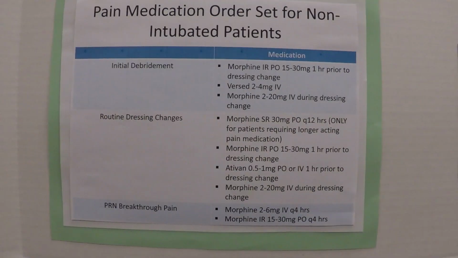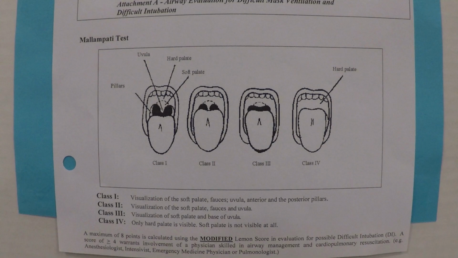Now, especially, and this really pertains to either floor, if you have an awake patient that is not intubated, a LEMON score airway assessment must be performed on the patient prior to the initial dressing change. It must be performed by an MD or a respiratory therapist. A score of greater than 4 to 8 requires the presence of an attending MD in initial dressing changes.